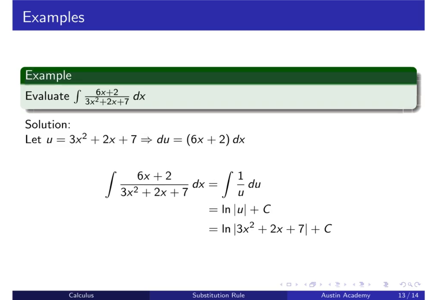Example 8. Evaluate the integral of 6x plus 2 over 3x squared plus 2x plus 7 dx. Let u equal 3x squared plus 2x plus 7, so du equals 6x plus 2 dx. Now the integral becomes the integral of 1 over u du, which is natural log of absolute value of u plus c, or natural log of absolute value of 3x squared plus 2x plus 7 plus c.